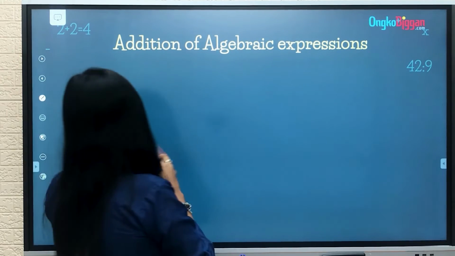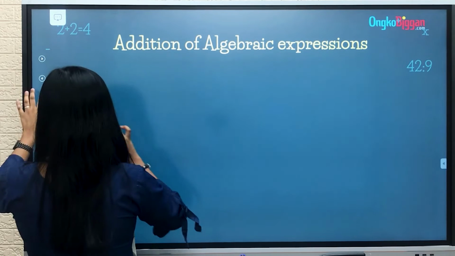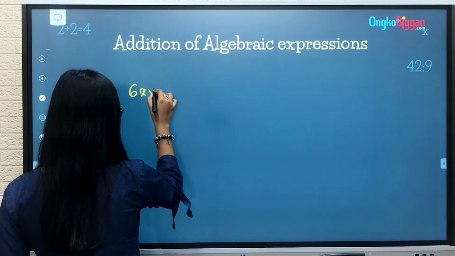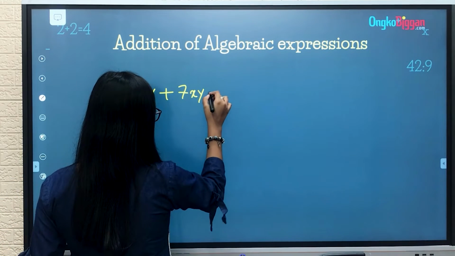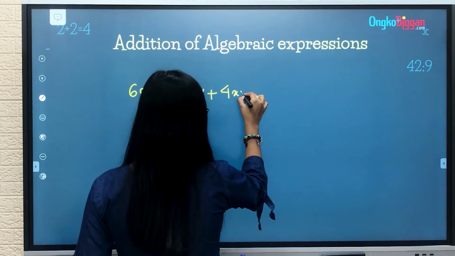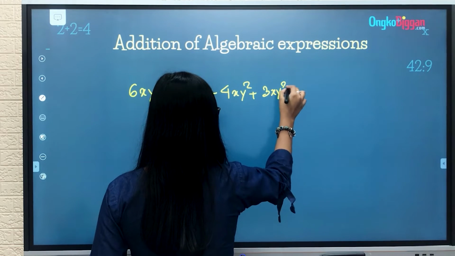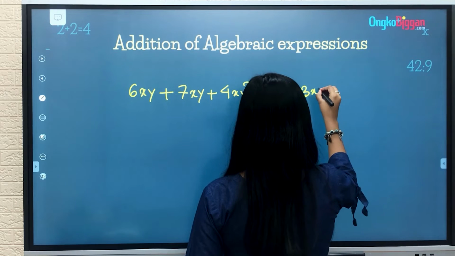Then addition of algebraic expressions. If we are given some algebraic expression, let's just take 6y plus 7xy plus 44xy squared plus 3xy squared plus 3xy.